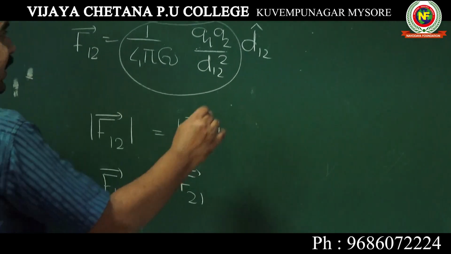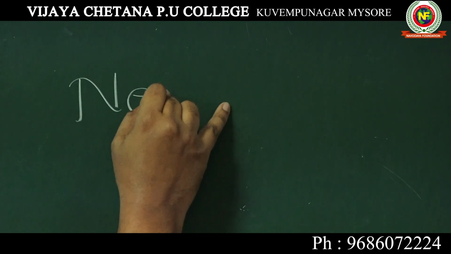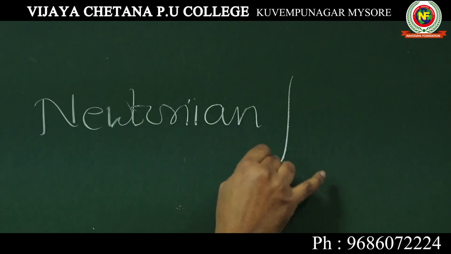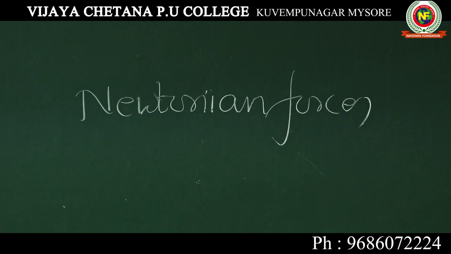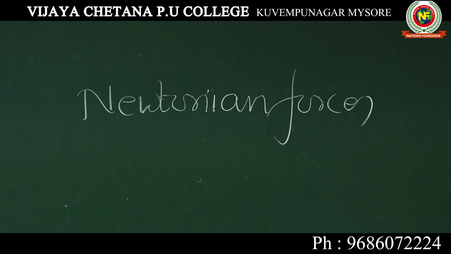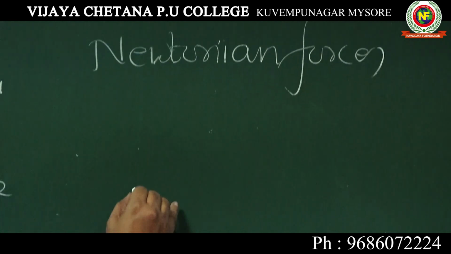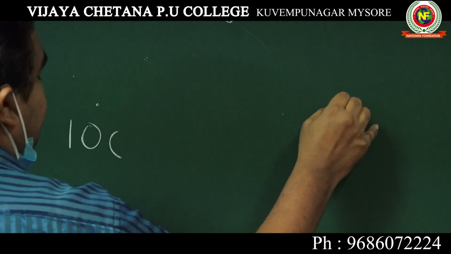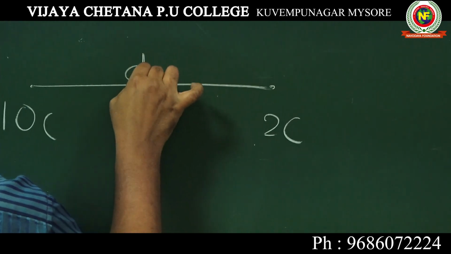That is the reason why these forces are called Newtonian forces, because they always exist in pairs. They are equal and opposite. Okay? Therefore, these are called Newtonian forces. See, there is one question, carefully. There is one 10 coulomb charge and there is another 2 coulomb charge. In between the two, the distance is d.